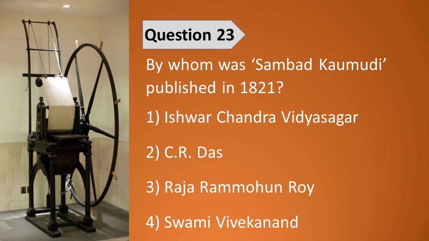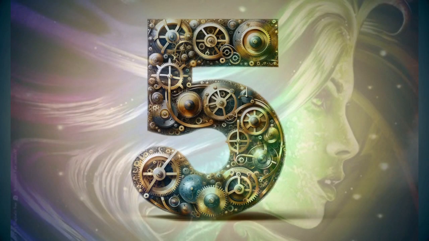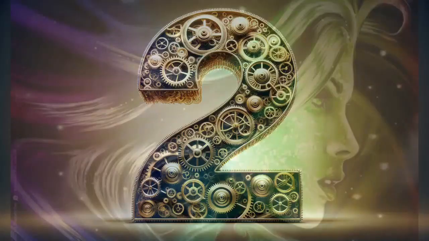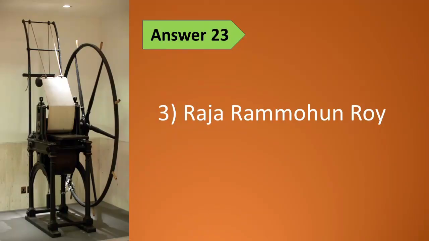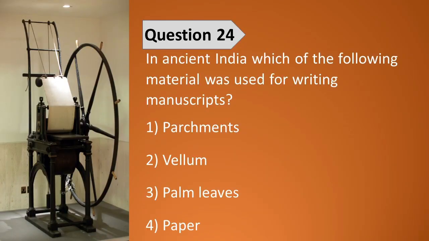Question number 23 is, by whom was Sambad Kaumudi published in 1821? And your options are, first is Ishwar Chandra Vidyasagar, second is C.R. Das, third is Raja Ram Mohan Roy, fourth is Swami Vivekananda. Answer to question number 23 is Raja Ram Mohan Roy.